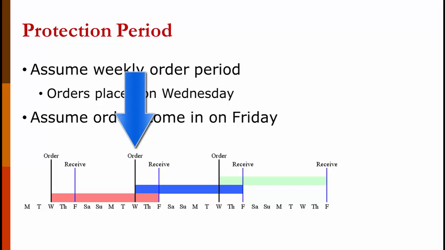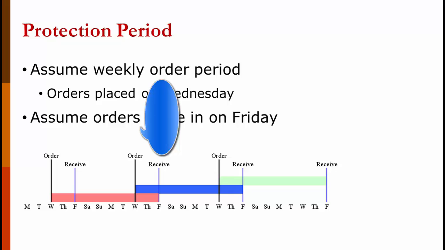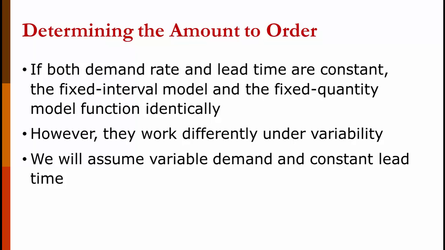Now I place my next order, the blue one, on Wednesday. It comes in on Friday. Next Wednesday, I can place another order, but I don't receive it till next Friday. So I have another 9-day protection period. Also note that my protection periods overlap each other. If both the demand rate and the lead time are constant, the fixed interval model and the fixed quantity model work identically.